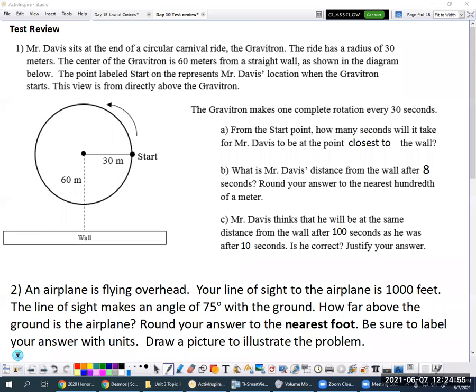Okay, this is going to be the test review for the Unit 3, Topic 1 assessment, Introduction to the Unit Circle. So take a minute, pause the video, read and try numbers 1 and 2.